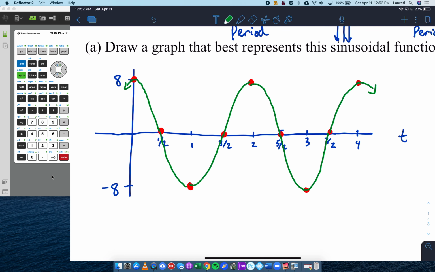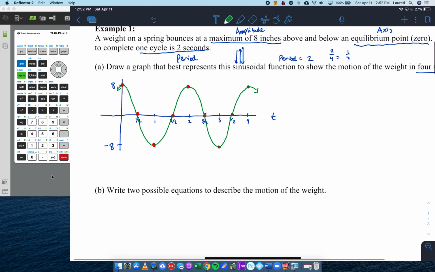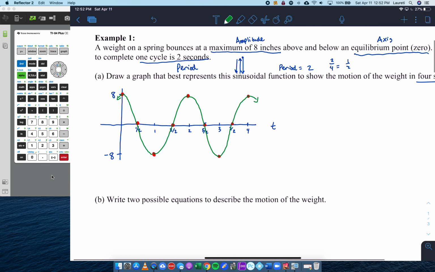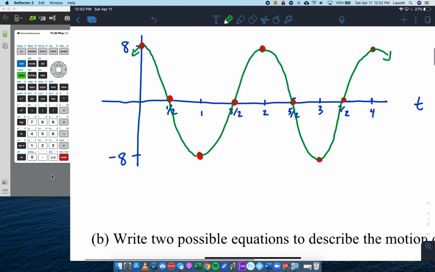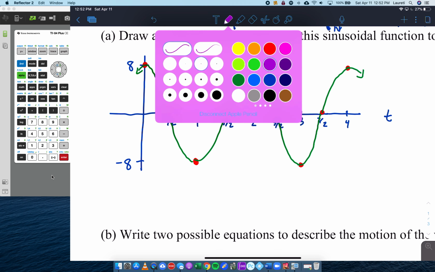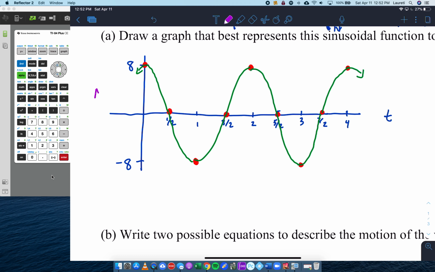Okay, so you have your graph now. Now what it's asking is to write 2 equations to describe the motion of the weight. Looking at what you have, it's pretty obvious that you can start with the cosine curve. We already know that the amplitude is 8. Now the period we know is 2 seconds, so that makes the b term pi. And we know that our axis is 0, so we don't actually need to write that.